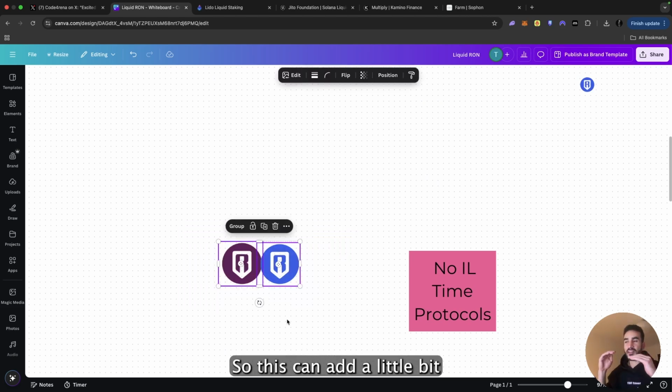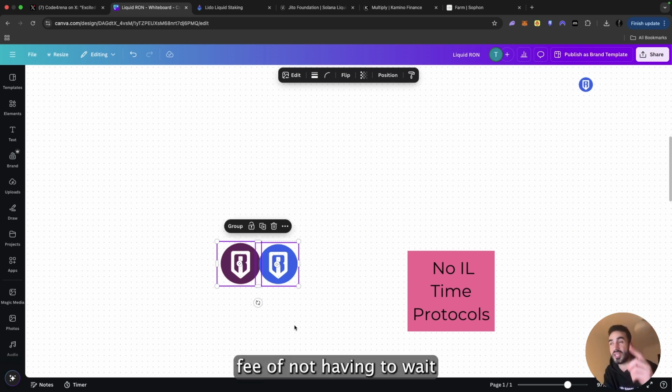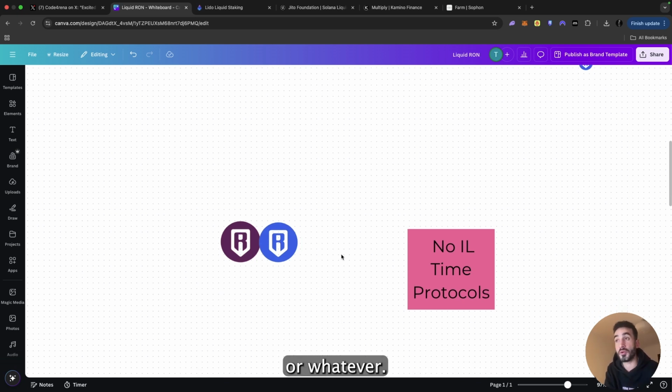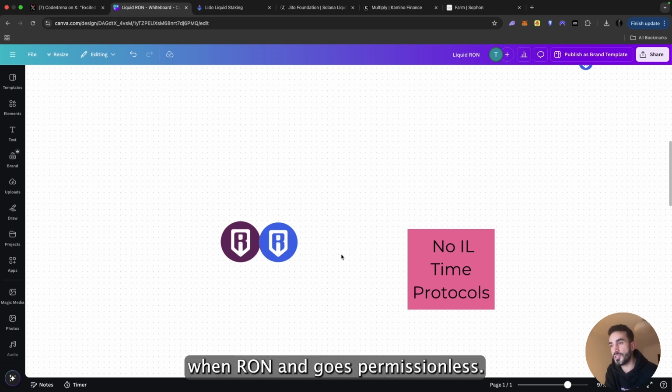So this can add a little bit of price differentiation between LRON and RON, because it's almost like a small convenience fee of not having to wait the 3 days to get your RON back. So that's going to be a cool pair that's going to be added, I'm sure, to the Katana DEX or whatever DEX has come when Ronin goes permissionless.